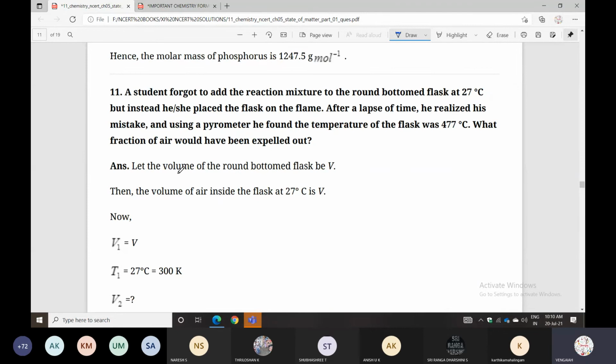A student forgot to add the reaction mixture to the round bottom flask. How it was there, the round bottom flask, if you have doubt, that is the name only, the round bottom flask. What is there? Round is there. This is the round. Then you have one flask type. This is the laboratory one, like that. Just 1 minute, I'll draw.